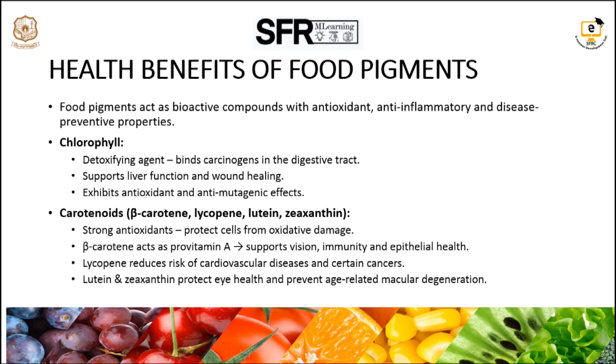So lutein and zeaxanthin protect eye health and prevent age-related macular degeneration. So age-related macular degeneration includes the development of cataract and other eye problems. So these will not develop if we continuously eat pigment-rich fruits and vegetables.